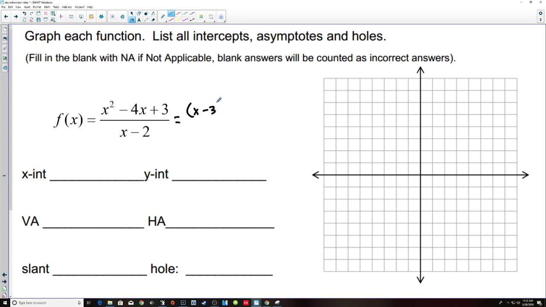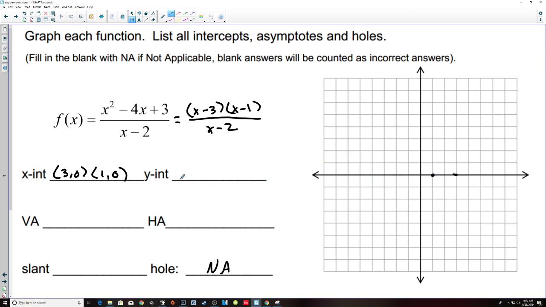X minus 3 and x minus 1 is how we factor the top over x minus 2. Nothing cancels out, so there are no holes, not applicable. X-intercepts at 3, 0 and 1, 0. All right, there we go.